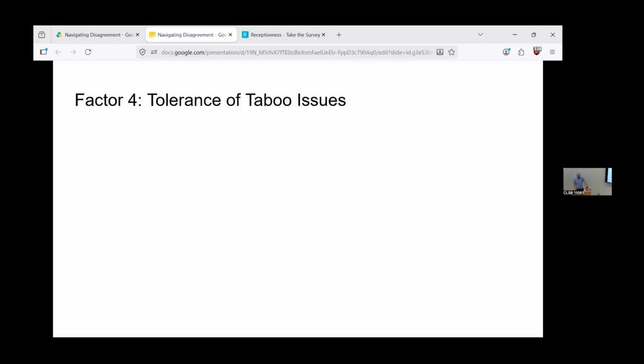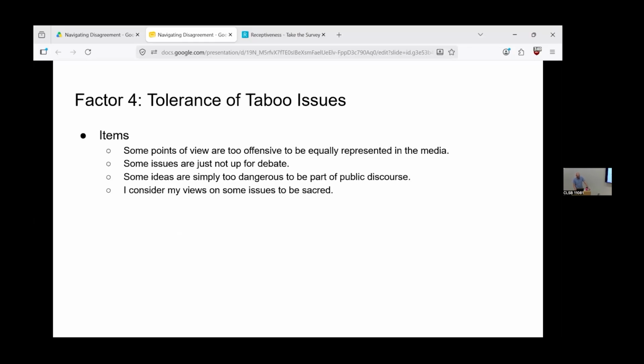And then we have the 4th factor, which is tolerance of taboo issues, which has 4 items. So if you scored high on this, then you are tolerant of taboo issues. Like, I consider my views on some issues to be sacred. That would actually be a low tolerance, so that would be reverse coded. So if you have low tolerance for taboo issues, any ideas for how to address that?